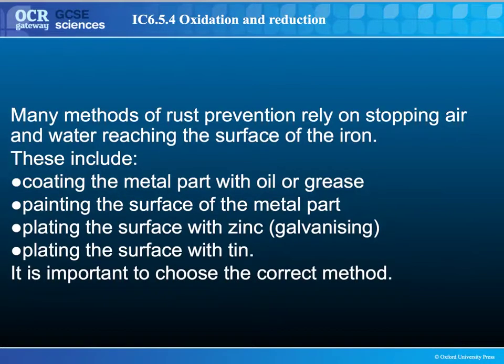We can basically put our types of protection against rusting into 2 brackets. We've got our barrier methods and our sacrificial methods. Galvanizing is technically a barrier and a sacrificial method. Barrier methods just stop the water coming into contact with the surface of the iron, stuff like painting it, stuff like coating it with metals or with various different things.